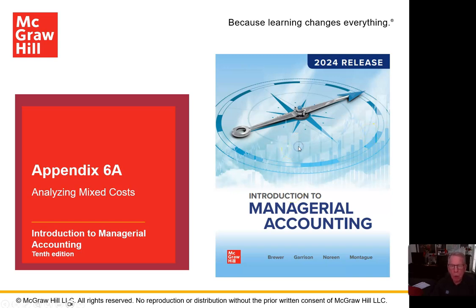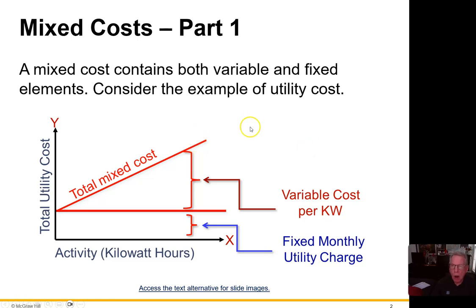Here, mixed costs contain both a variable and a fixed cost element. So here's an example of a utility cost, actually a very nice one. Here we have a fixed monthly utility charge, and then we have variable costs on top of that depending on our usage. Okay, so now that we have our activity on the x-axis and our costs on the y-axis.